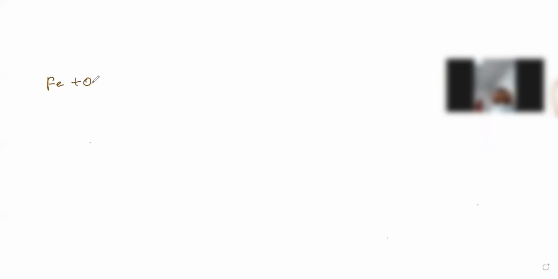When iron reacts with oxygen, what are the different types of oxide which are formed? Do you know the different oxides which are formed? What are the oxides? Yeah, FeO, Fe2O3, Fe3O4, right? Yeah, 3 types of oxides are formed.